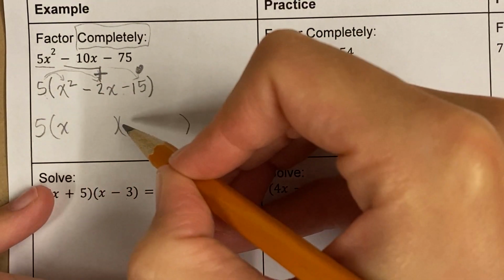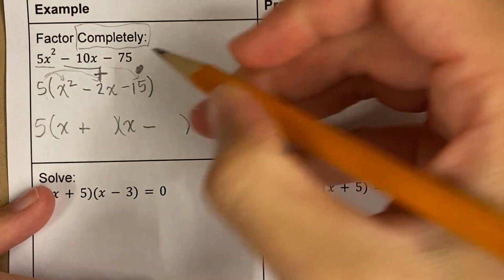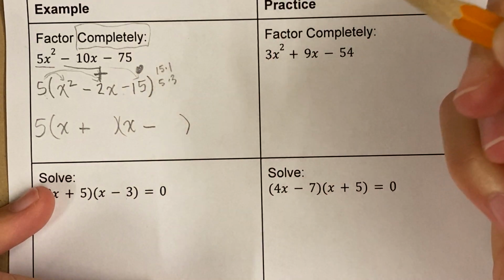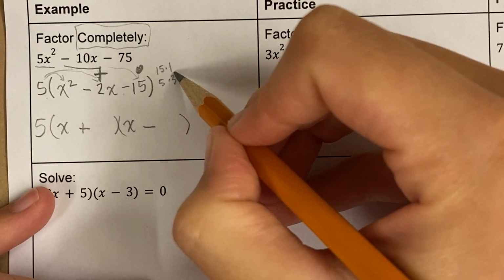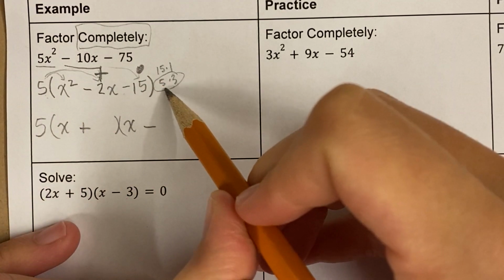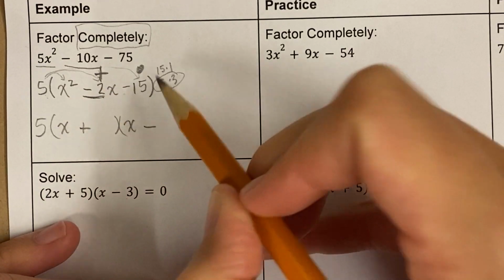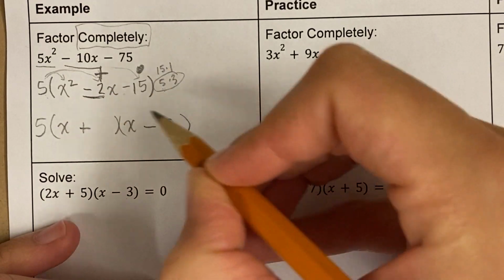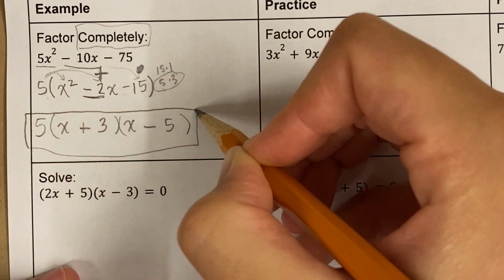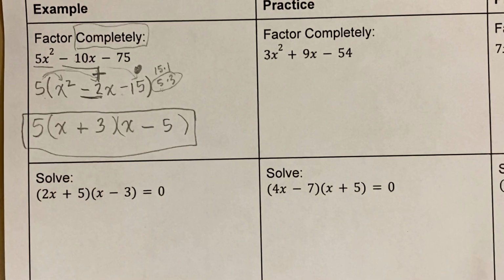If it's going to multiply to negative 15, I need to have one positive and one negative. Numbers that multiply to 15 are 15 and 1, and 5 and 3. Which of those pairs subtracts to get 2? They have to subtract because one's positive, one's negative. I want the result to be negative, so I need more negatives than positives. So I'm going to make the 5 negative and the 3 positive. And there's my answer. Notice there's no equal sign. All I can do is just factor this, and my answer looks like this.